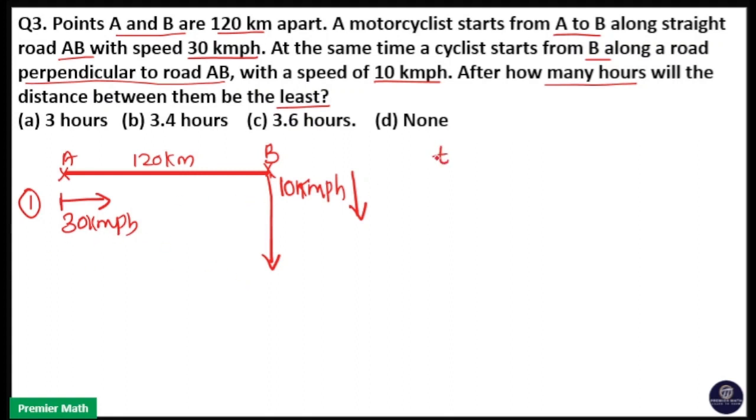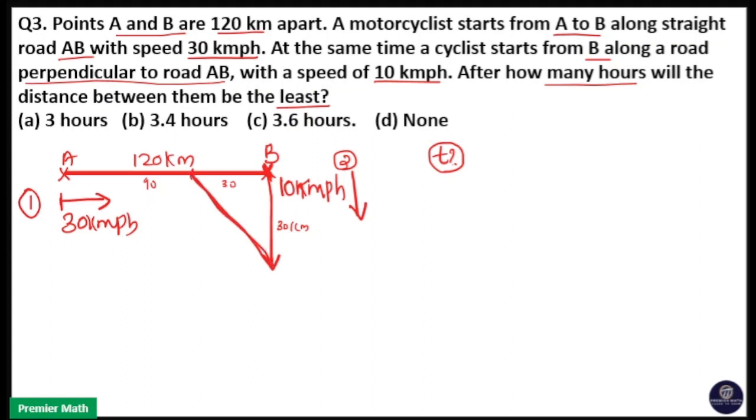So we need to find the least distance and the least time responsible for that distance. This is cyclist 1 and this is cyclist 2. Cyclist 1 will cover 120 km in 4 hours, that is, in 4 hours he will reach B. In 4 hours, cyclist 2 will cover 40 km, so the distance between them will be 40 km. In 3 hours, cyclist 1 will cover 90 km, so 30 km remains, and cyclist 2 will cover 10 into 3 hours, which is 30 km. So this will be the least distance.